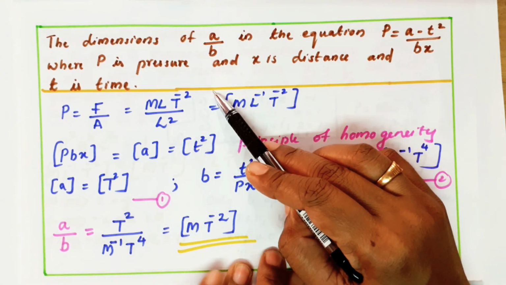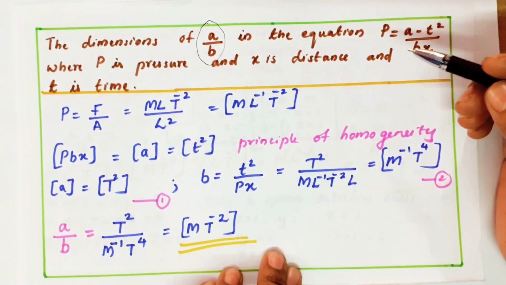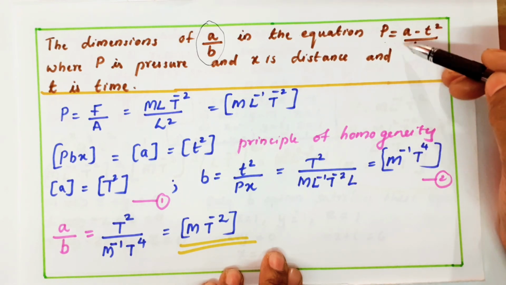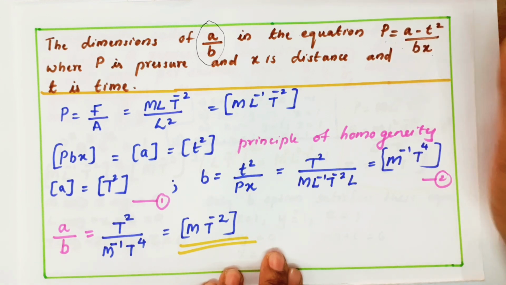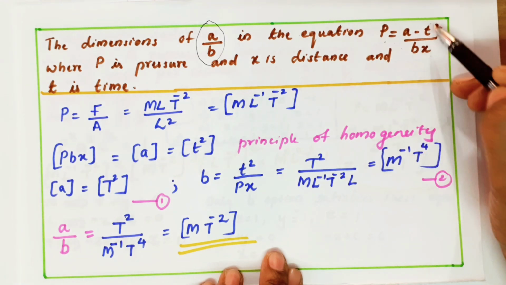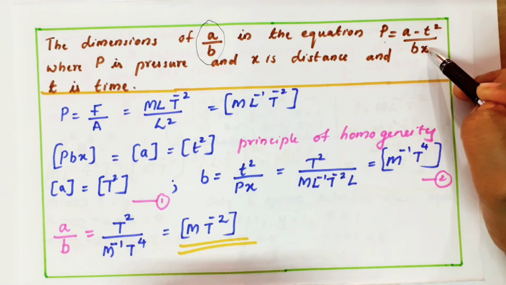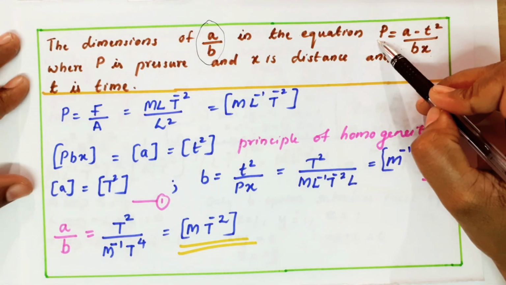What is the question? I need to find the dimension of A by B. They are given an equation. What is the equation? P equals A minus T square by Bx, where A and B are constants. P is pressure, T is the time, and X is the distance, they told.